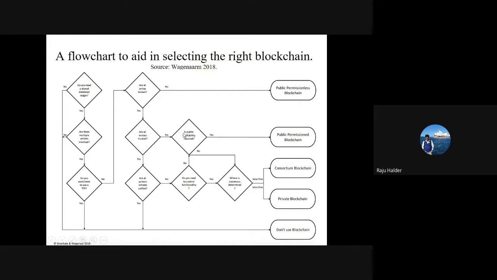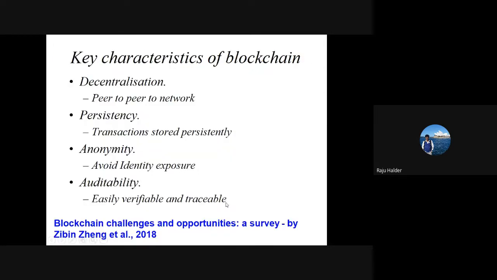For example, in case of government, suppose all citizens can join, but maybe you need some permission to participate in getting some kind of services, maybe. Okay, so these are the characteristics: decentralization. Once you write something, that will remain permanently, persistency. No actual identity will be revealed, and you can trace everything. You can verify everything. Transparent.